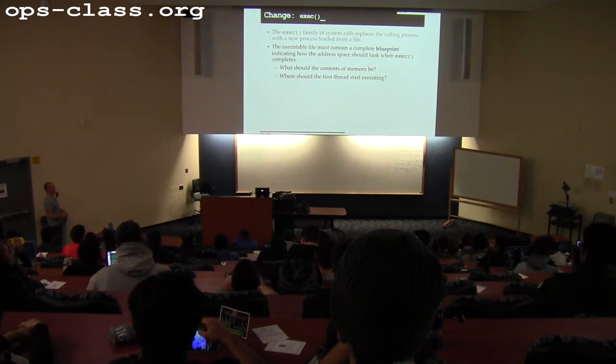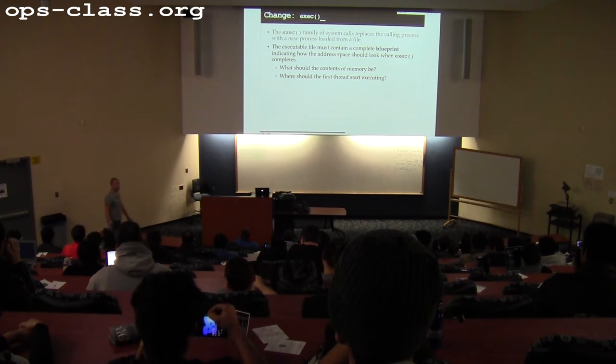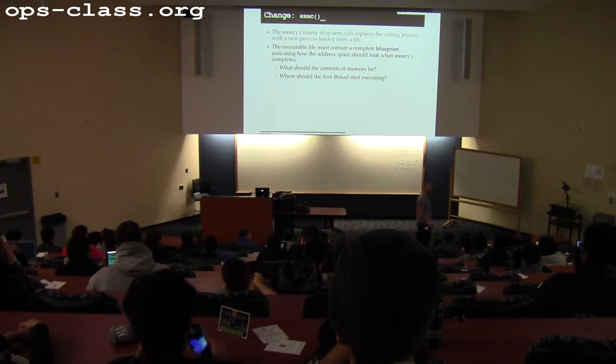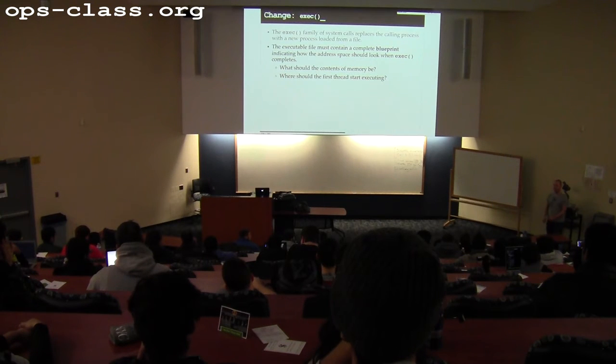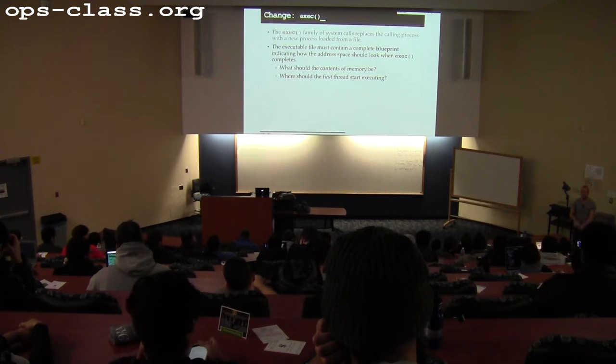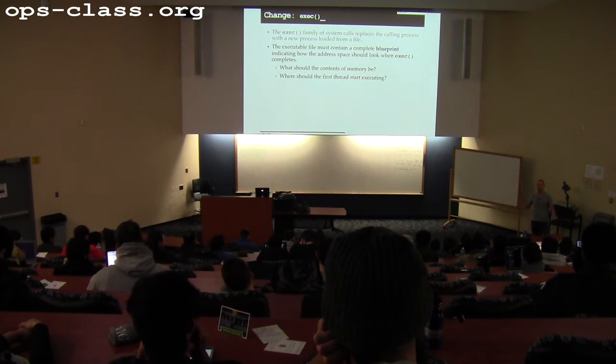As you would expect, the executable is a highly, highly structured file. The way I like to think about exec, and the binaries that exec uses, is that these binaries contain a blueprint. It's like someone gave you a blueprint to build a house, and that blueprint needs to describe exactly what the house looks like, down to where the furniture is and everything. And the operating system is responsible for taking that and creating a process that replaces the process that called exec.